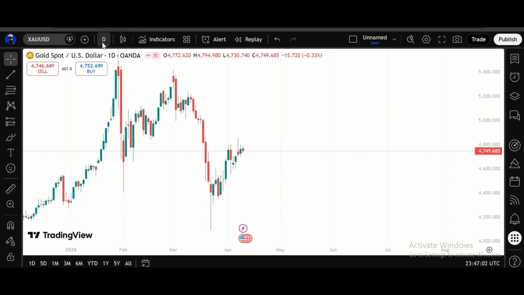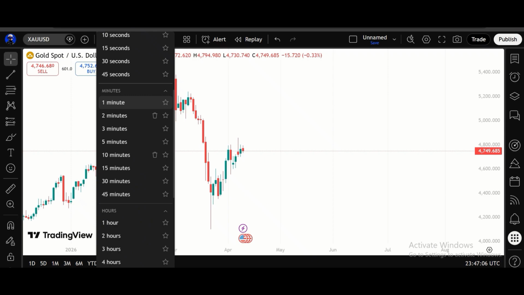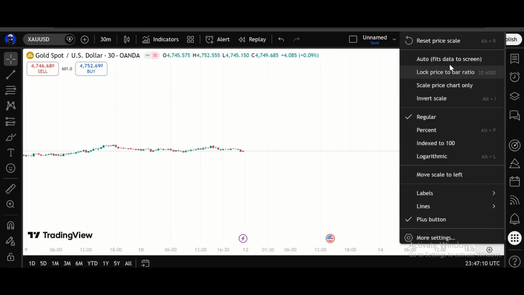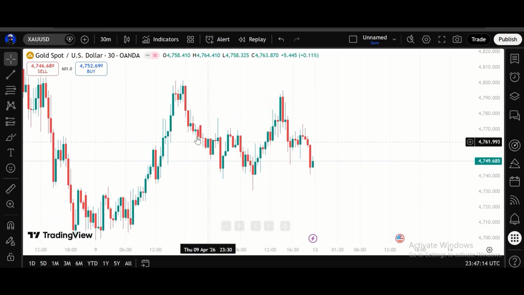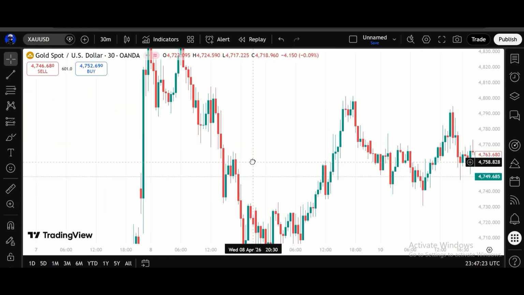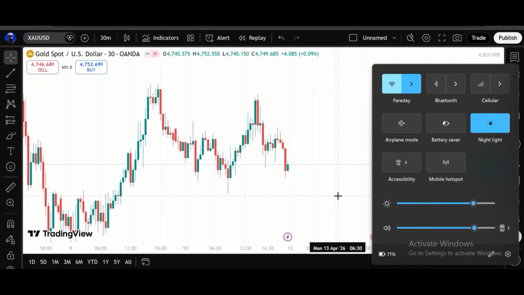Now let's go to the 30 minutes time frame and see. All right, so this is the 30 minutes time frame. Each of these candlesticks here took 30 minutes. Each of them represents 30 minutes. Every candlestick here represents 30 minutes. So I hope you understand what a candlestick is.